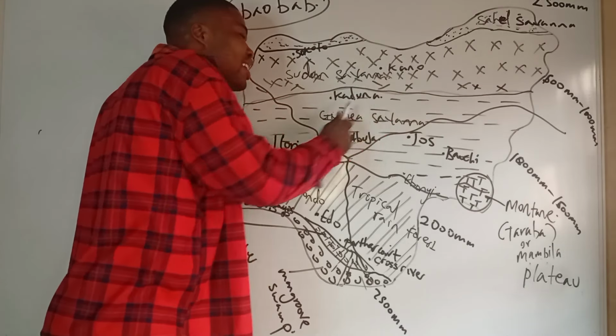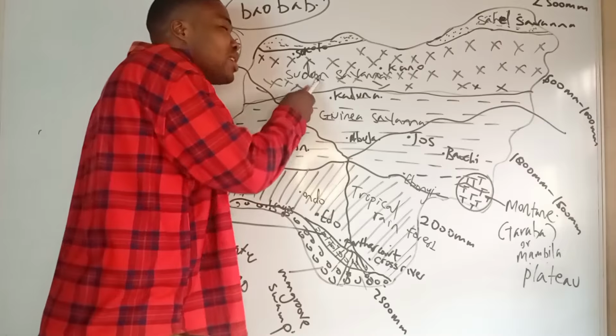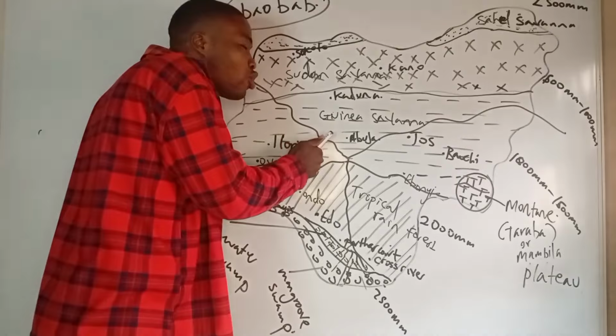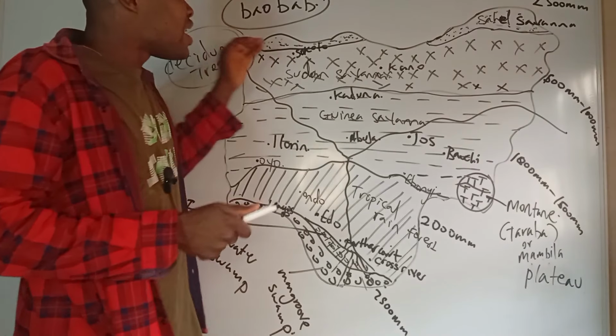Vegetation is sparse. Though vegetation is also sparse here, we have more vegetation here. The grasses here are tall grasses, a little bit of tall trees and more of short trees. Here we have more of short grasses. Okay, animals are common there.